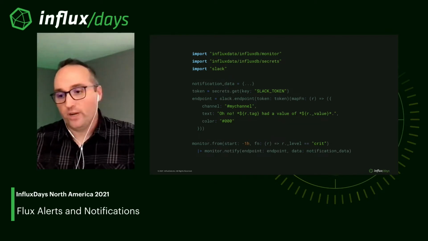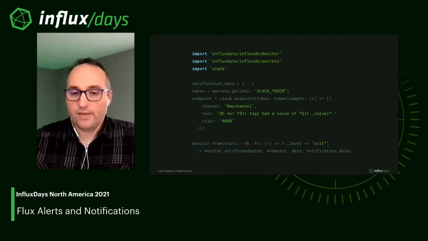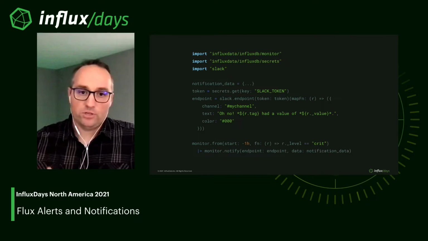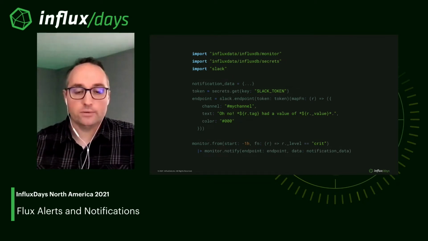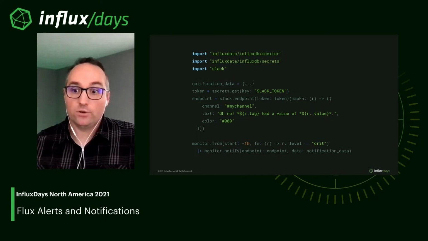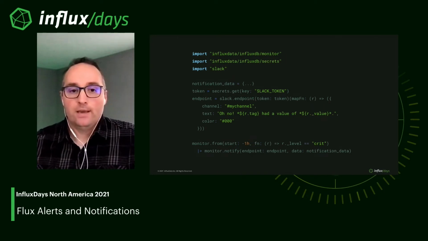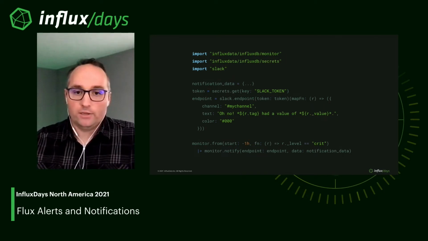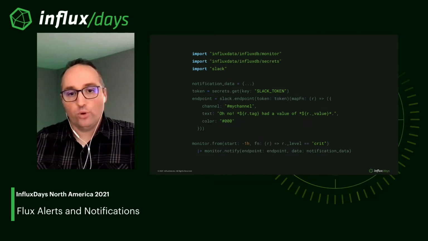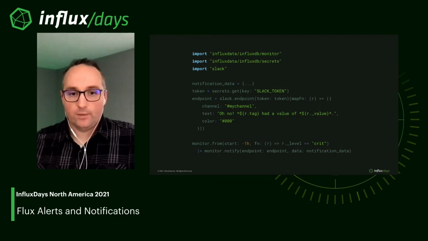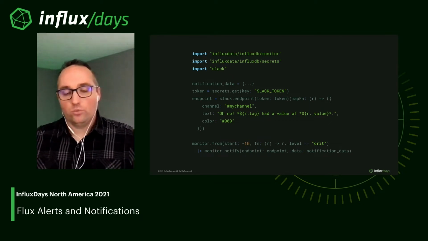When a notification gets triggered, InfluxDB stores that response, so you have notification logs that you can then review to see what notification activity took place. I then am providing a token. In this case, I'm pulling my Slack token from the InfluxDB secret store, and then I'm defining an endpoint variable using the Slack.endpoint function.